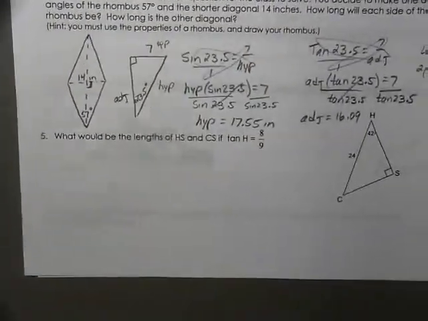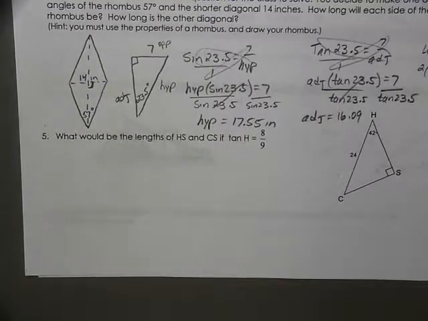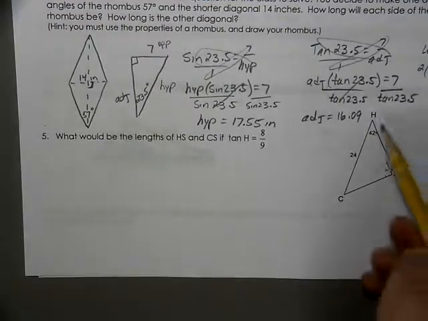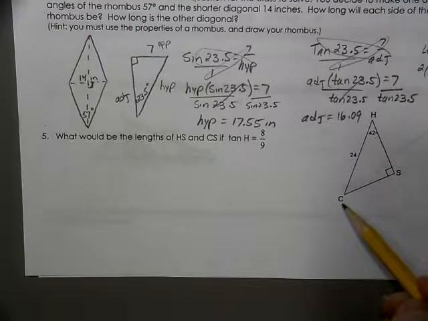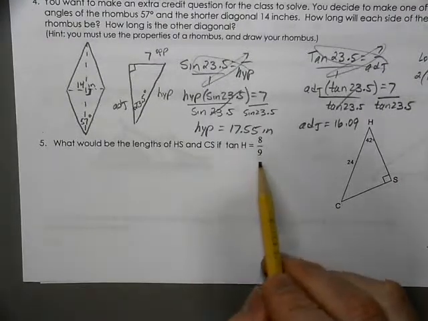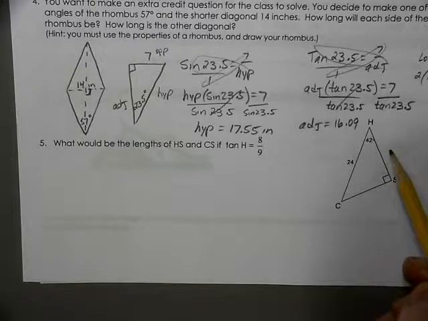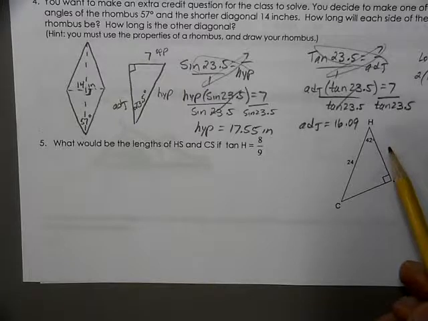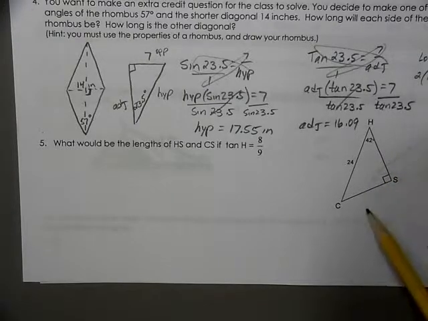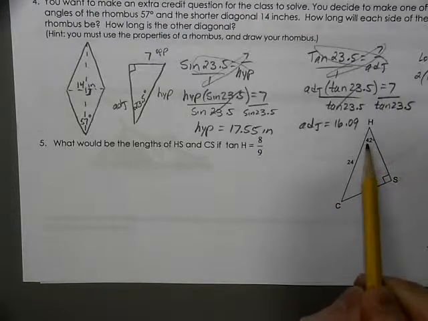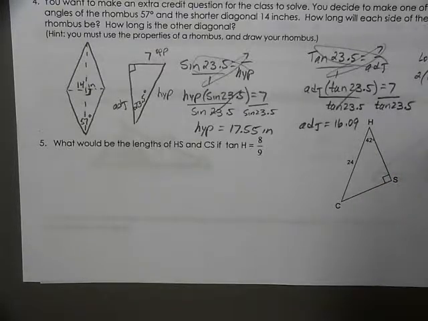Our last question. What would be the lengths of HS and CS? This question shows that the tangent of H equals 8 over 9. So the opposite over adjacent would have the same decimal version as 8 over 9. Now, that would be just fine, but they also show us that it's 42, and that wouldn't be consistent.